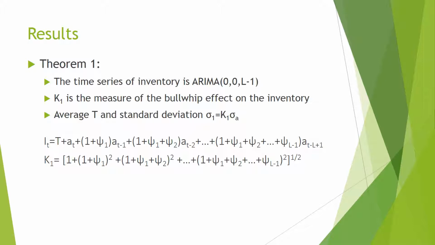Therefore, these formulas can be used recursively to find your values for different parts of the supply chain. Another important part of this is the K value. K represents a ratio of the standard deviation of the inventory to the standard error of the forecast, and this is what allows us to measure the bullwhip effect on the inventory.